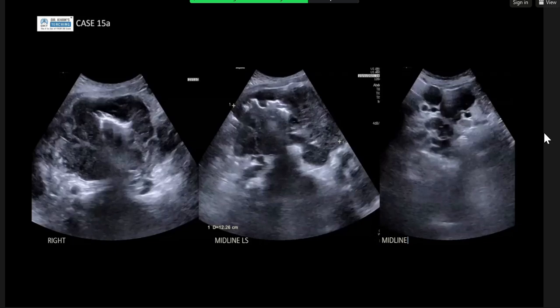So these are serial transverse axial section images showing evidence of diffuse bowel wall thickening, because I could see the air pockets within the lesion, diffuse bowel wall thickening, multiple hypoechoic lesions, and a few lesions are showing central necrosis, and these lesions are noted in the right midline. And can I go to the MR images? Yeah.